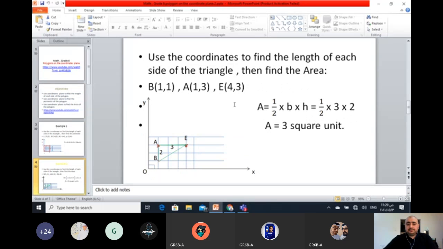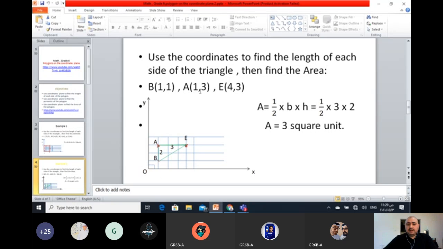The next example here. Use the coordinates to find the length of each side of the triangle. Then find the area. We have 3 points here. B equal 1 1. A 1 3, E 4 3. The first step, draw the coordinate plane, x-axis, y-axis. This is the origin. And don't forget the two axes here are perpendicular, means the measure of the angle here will be 90 degrees. Then determine B. B 1 in x, 1 in y. This is 1 in x, this is 1 in y. 1 in x go up 1 unit, so this is B.